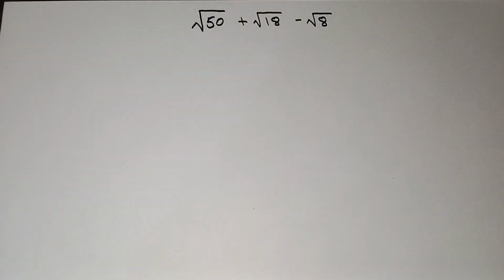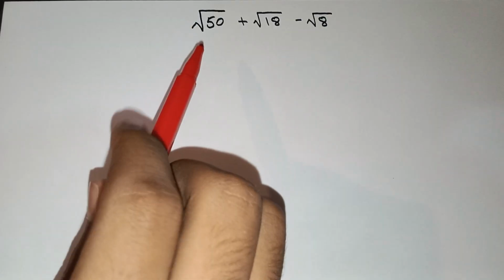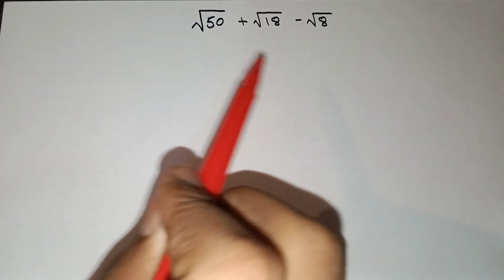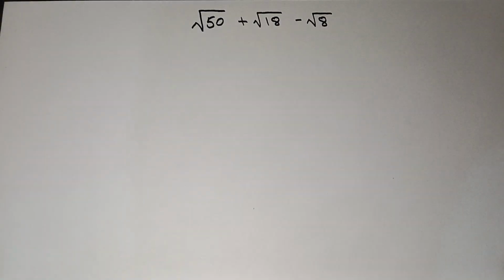There are many different types of square root questions, like the ones we have attempted in previous classes. If you go through them, they will help you very much in exams. So this question says square root of 50 plus square root of 18 minus square root of 8.